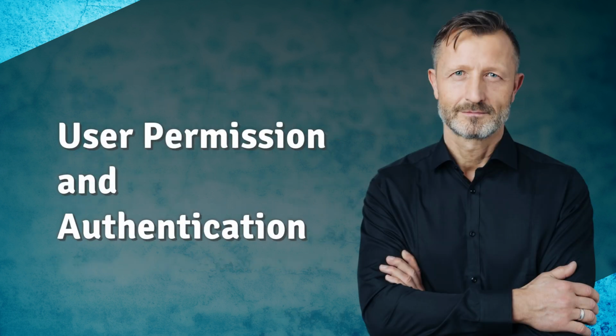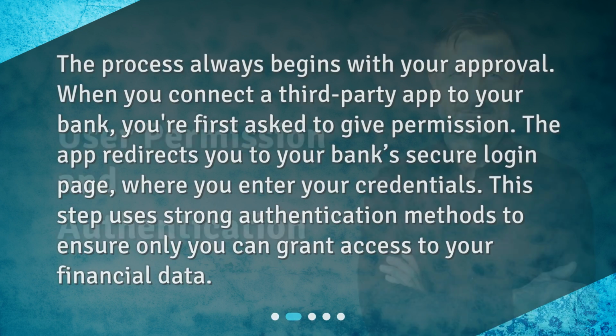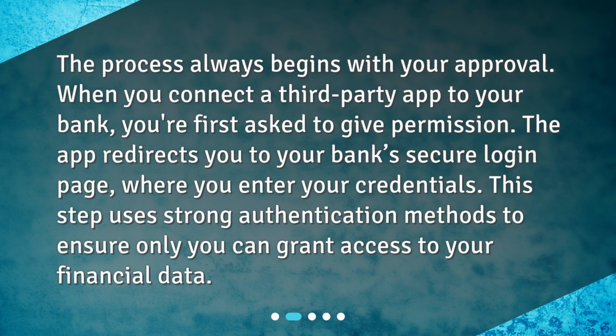User permission and authentication. The process always begins with your approval. When you connect a third-party app to your bank, you're first asked to give permission. The app redirects you to your bank's secure login page where you enter your credentials. This step uses strong authentication methods to ensure only you can grant access to your financial data.